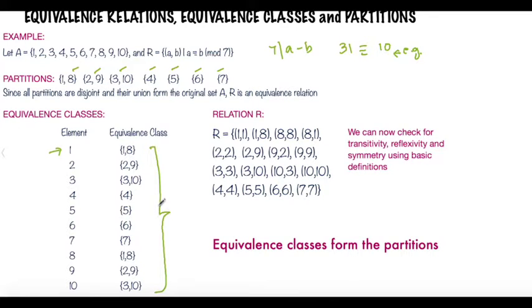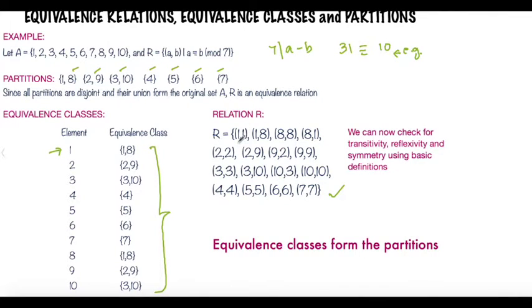Now what is actually that relation? Using 1 8, we can find 4 ordered pairs: (1,1), (1,8), (8,8) and (8,1). Using 2 9, we can find 4 more ordered pairs: (2,2), (2,9), (9,2) and (9,9). Similarly, using 3 10: (3,3), (3,10), (10,3) and (10,10). And 4, 5, 6 and 7 only have one ordered pair each: (4,4), (5,5), (6,6) and (7,7). Now you can check for transitivity, symmetry and reflexivity using our basic definitions.